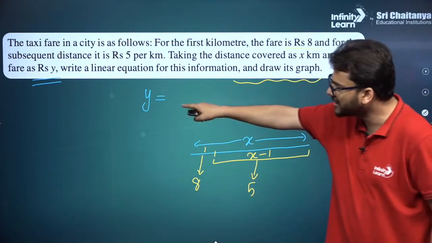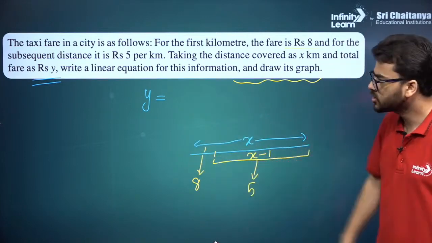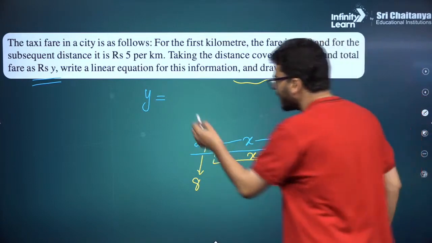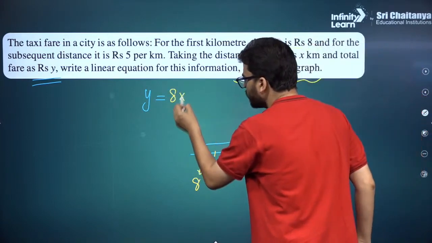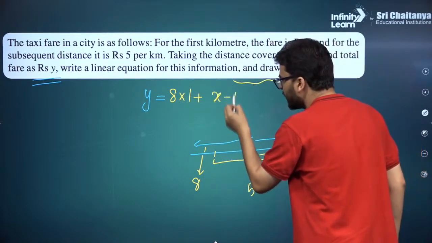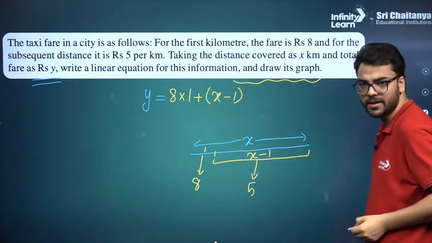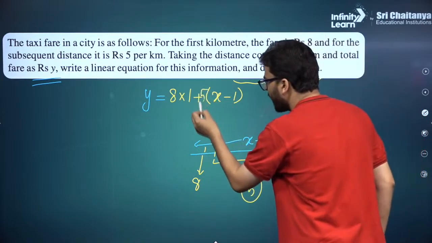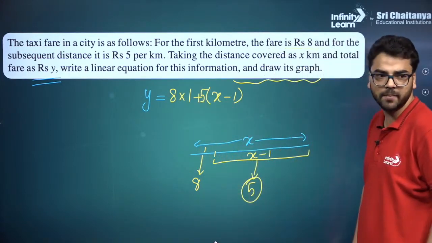So total fare is y according to this question. So it will be what, guys? For the first kilometer, it is rupees 8. So can I not say it is 8 into 1 plus, for the remaining x minus 1 kilometers, the fare is rupees 5 per kilometer? So I have to multiply by 5, or not? Tell me. I have to multiply by 5.